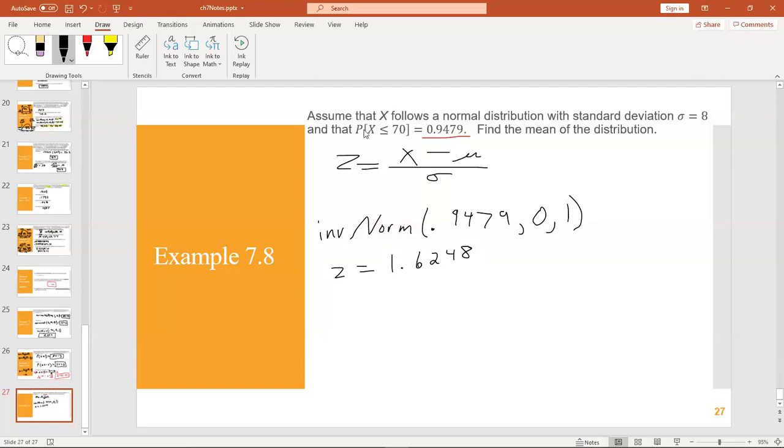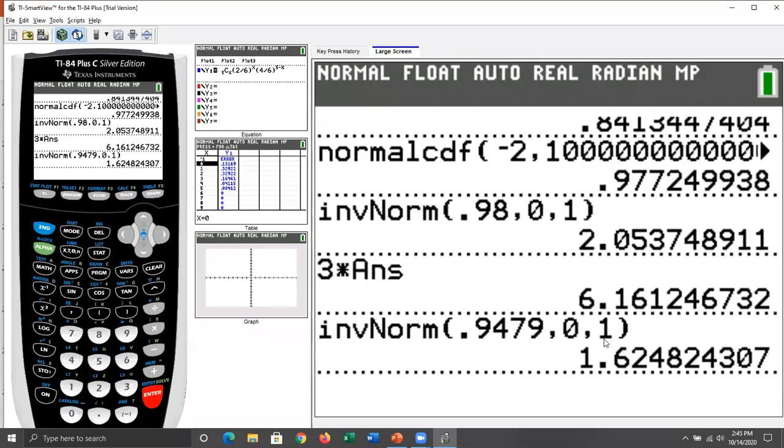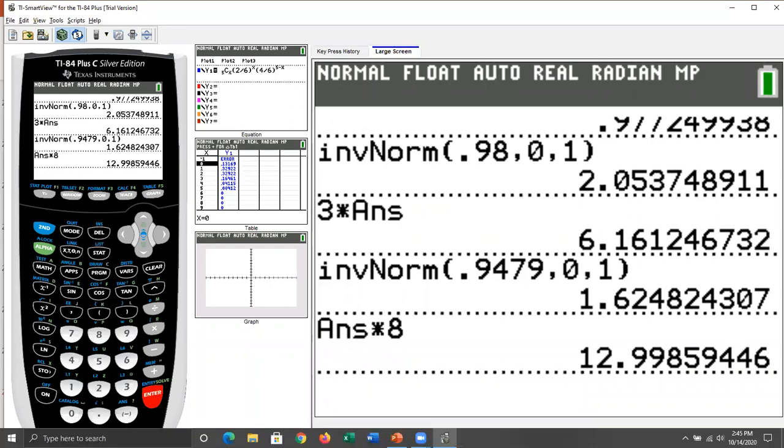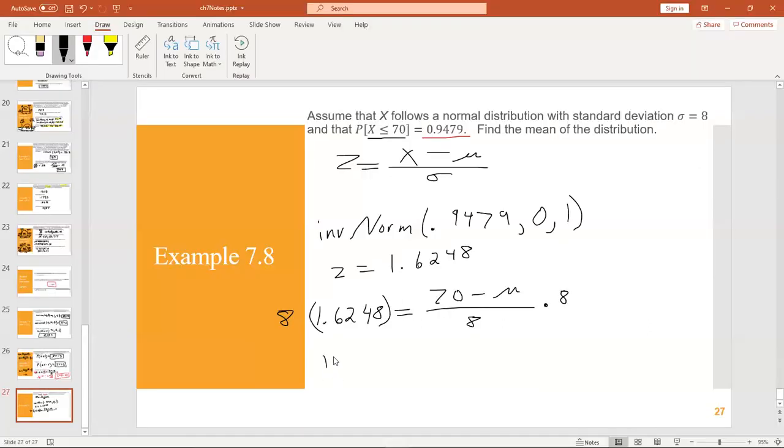1.6248. Now that we know z and we know x is going to be 70, so we know that 1.6248 should be equivalent to 70 minus a mu that I don't know, divided by a sigma, which is 8. If I'm going to solve this equation, I will need to multiply both sides by 8. Let's find out what that is. So let's take that number times 8. 12.9986.